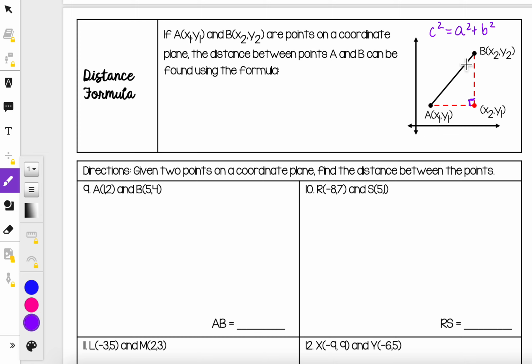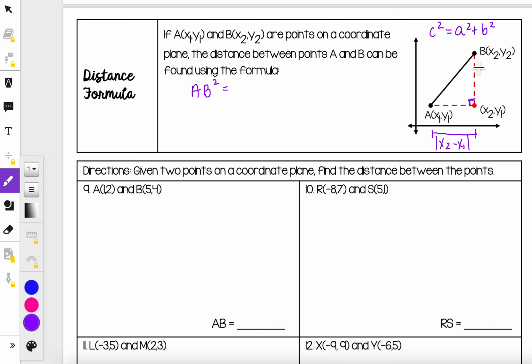So AB, that distance that we're trying to find, AB squared is going to be equal to, if we take this side here, this coordinate here that makes this a right triangle is going to be x2 comma y1. So that x value is the x2, my y value is that y1 value. So this distance here is going to be that length x2 minus x1. And it's going to be the absolute value of that because distance is always positive.